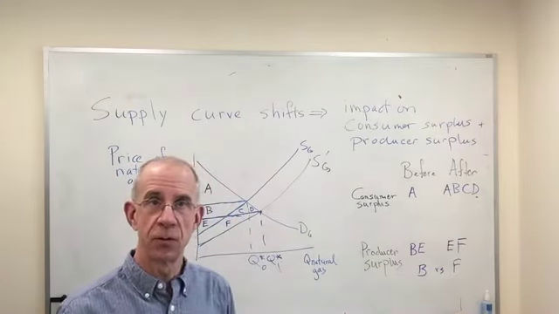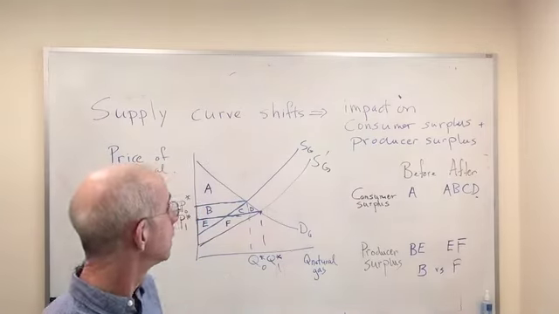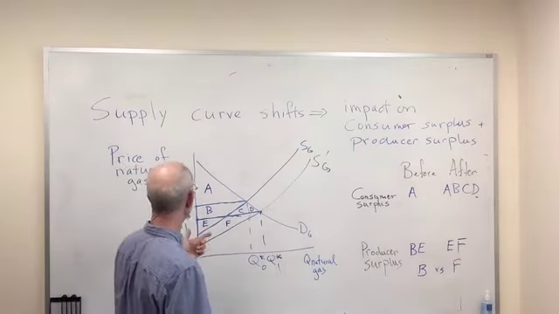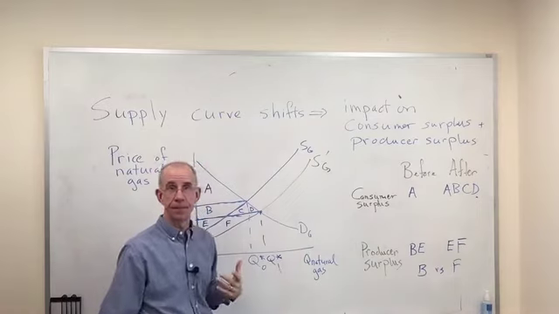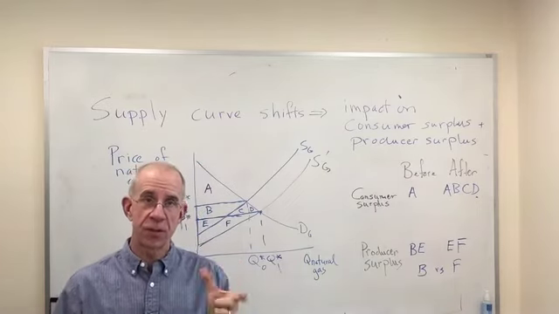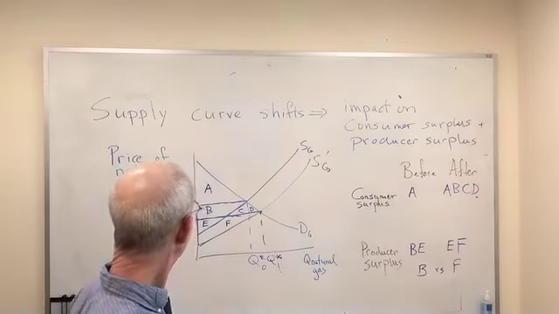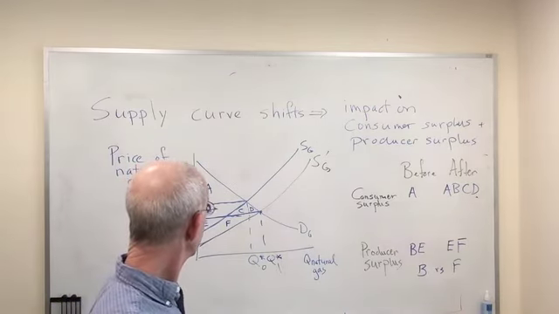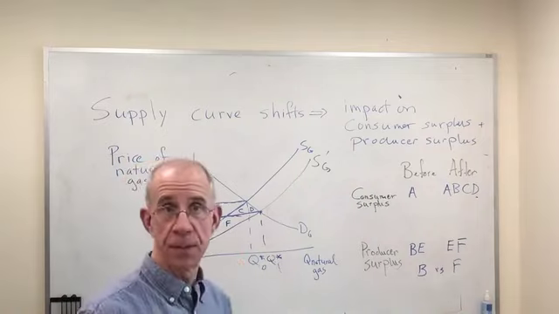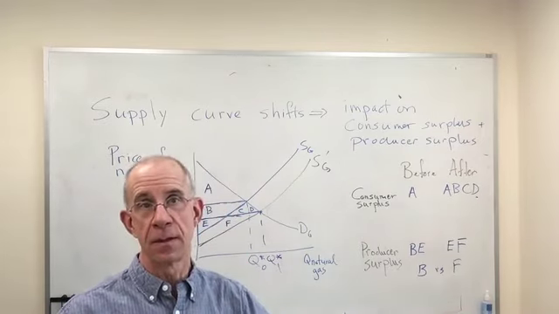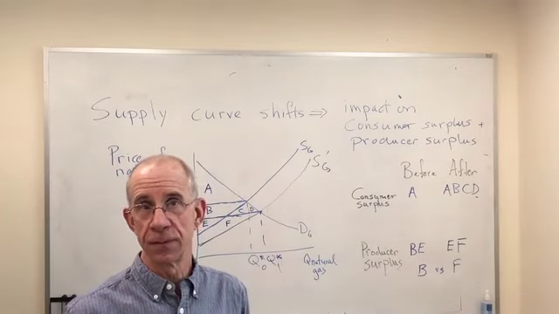Unambiguous benefit to consumers, though. They clearly gain this area B, C, D. So when you talk about shifts in supply and demand curves, it's a little bit more complicated than a market where simply the price changes, where the winners and losers are very clear.